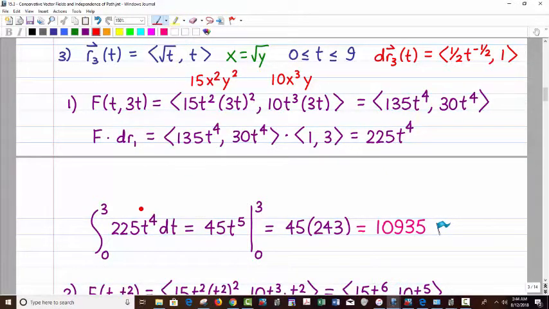You could use the numerical integration capabilities of your calculator to do it, but this one's not too difficult. The antiderivative ends up being 45 t to the fifth, because 225 divided by 5 is 45. Put in 3, put in 0. 45 times 243 is 10935.